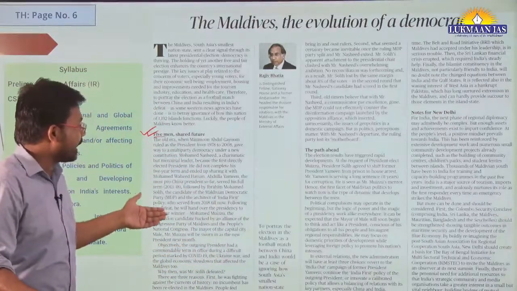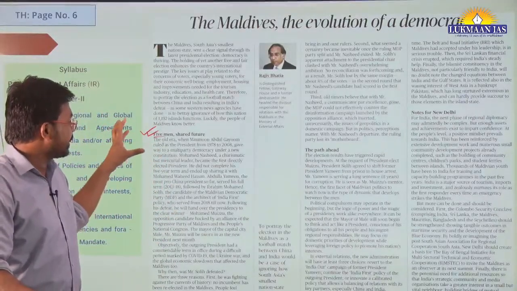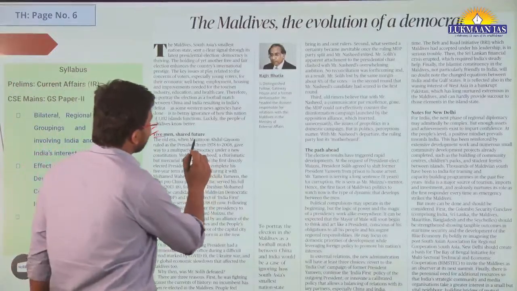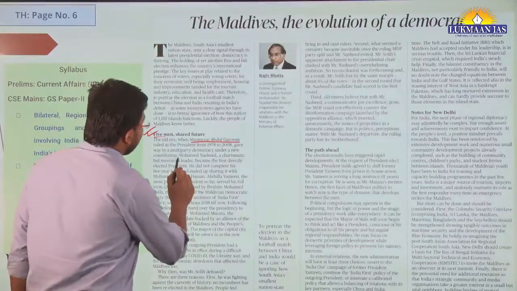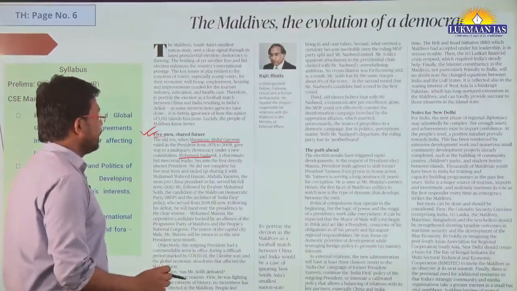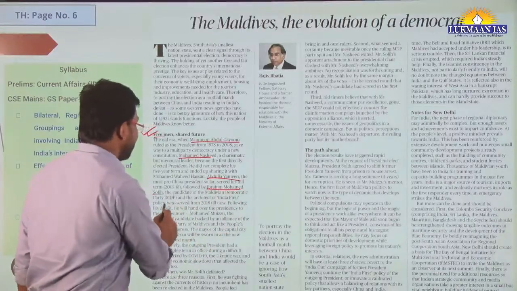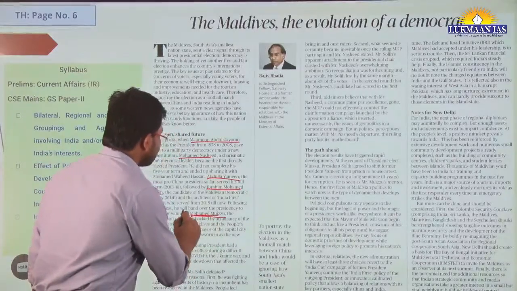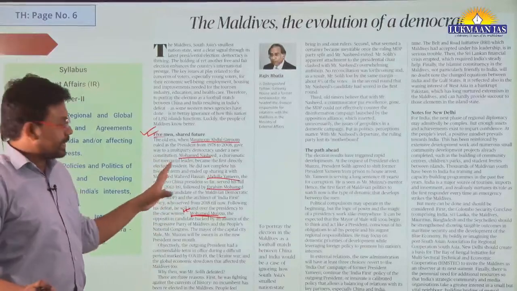So in this article, they have written the names of many presidents of Maldives. For example, one of the presidents was Maumoon Abdul Gayoom. Then we had Mohamed Nasheed, then Abdulla Yameen, then Ibrahim Mohamed Solih, and recently Mohamed Muizzu. So he was now elected as the president of Maldives.